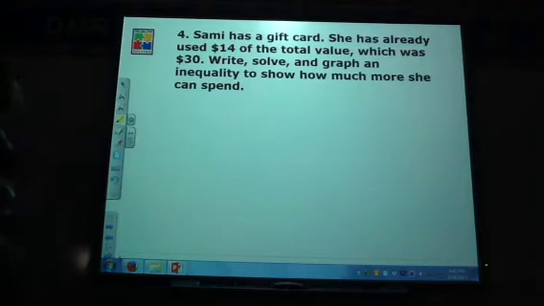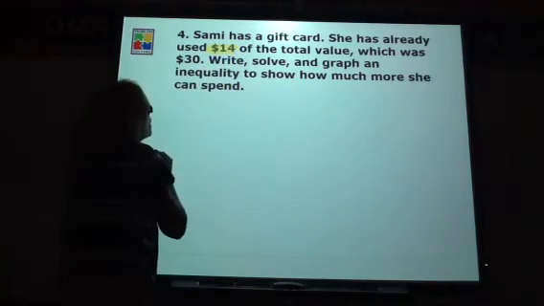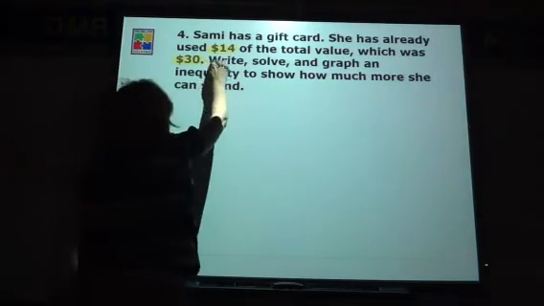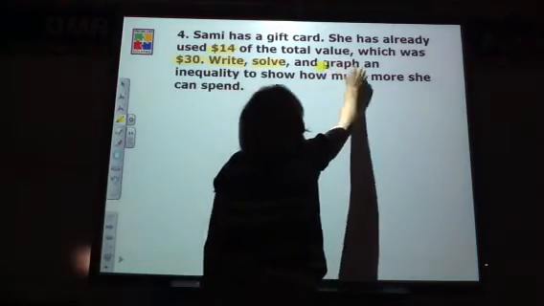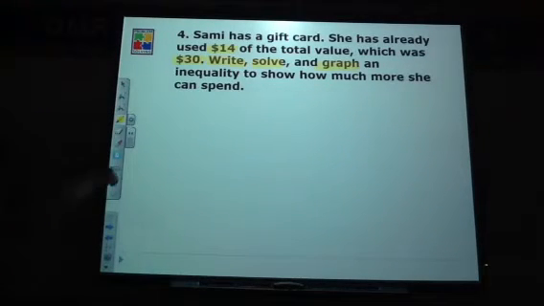All right, Sammy has a gift card. She has already used $14 of the total value, which was $30. Write, solve, and graph an inequality to show how much more she can spend.